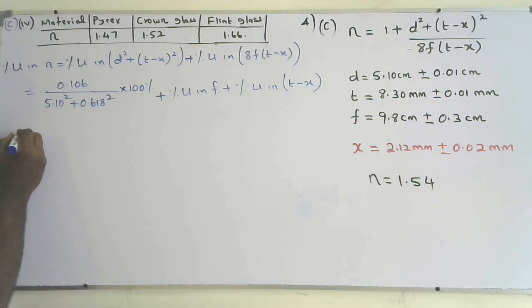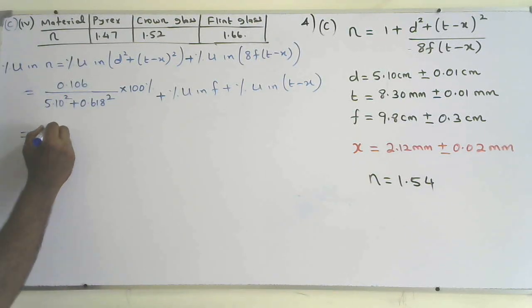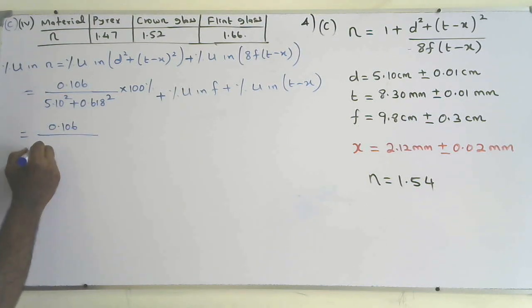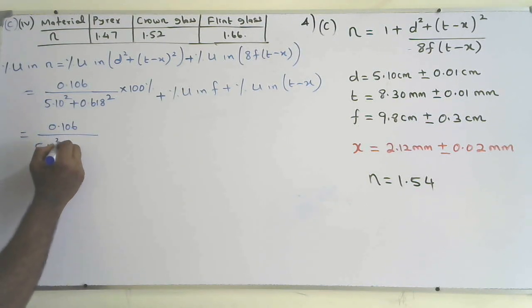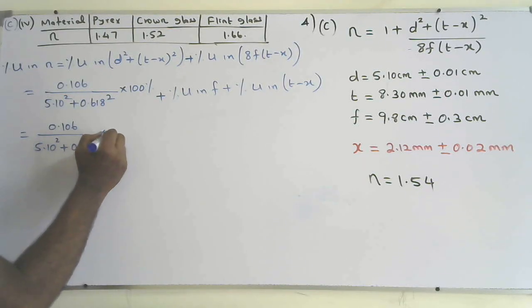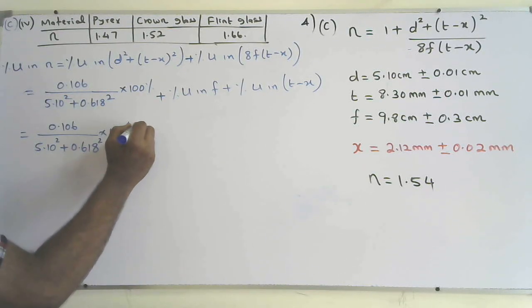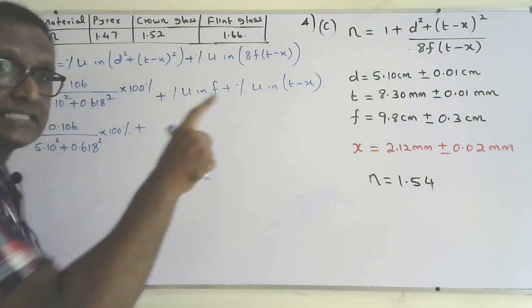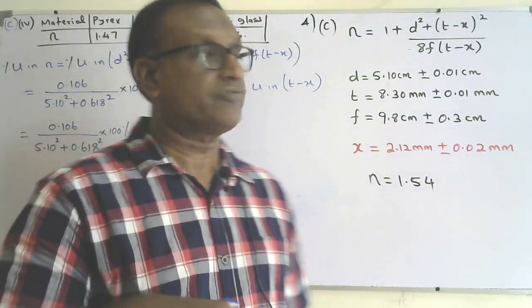Okay, so we'll continue this. So I'll write this again without solving. I'm going to solve it finally. 0.106 divided by 5.10 squared plus 0.618 squared into 100% plus percentage uncertainty in f. That is uncertainty in f divided by value of f.